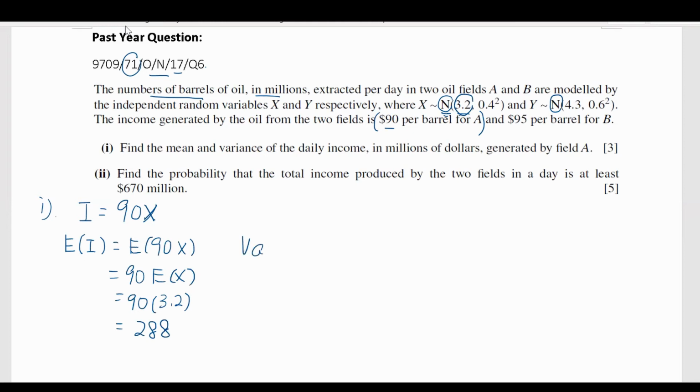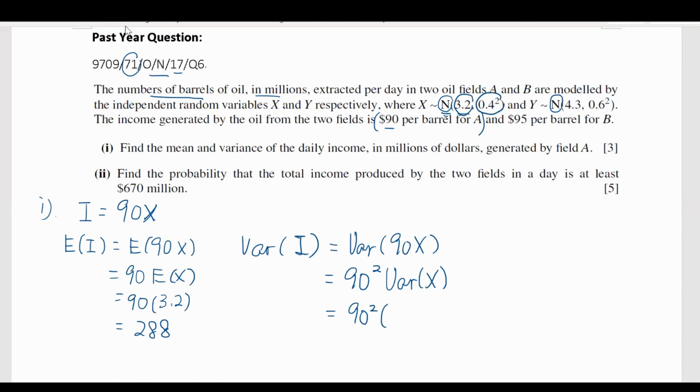Then second, we try to find the variance of the income generated from field A. The 90 needs to be squared, times the variance of X. And the variance of X is this value.